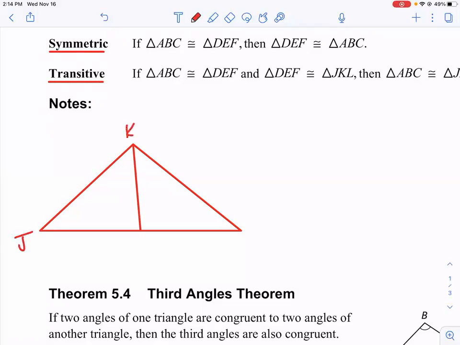J, K, L, M. So I am telling you that JK is congruent to KM. And I'm telling you that JL is congruent to LM. What do we have to prove?